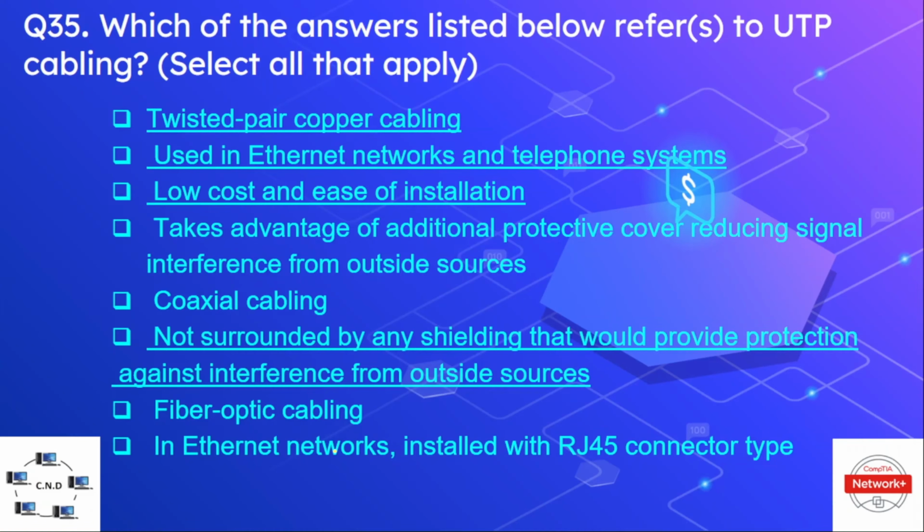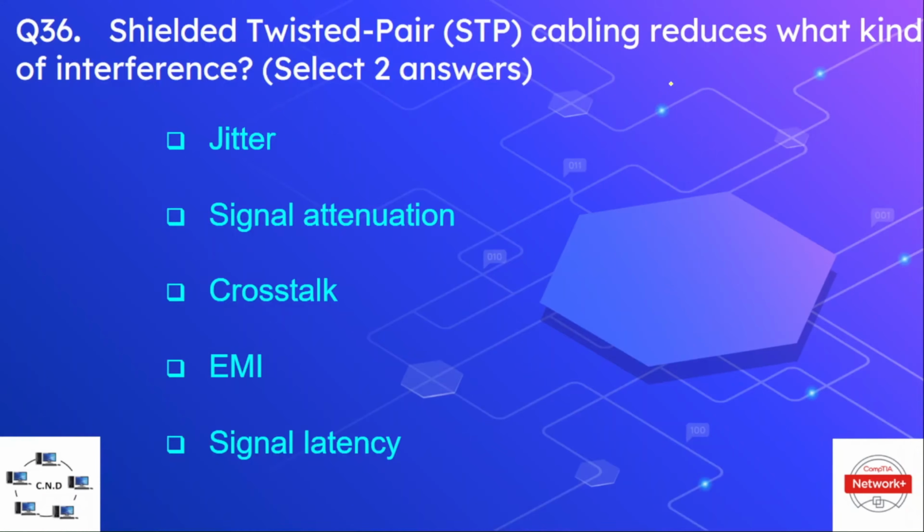And the last correct option is that in Ethernet networks it is installed with the RJ45 connector type. So these are the characteristics of UTP cabling, and this is the most common cable used in our LANs, or local area networks. You must have seen it inside your home or in your offices.